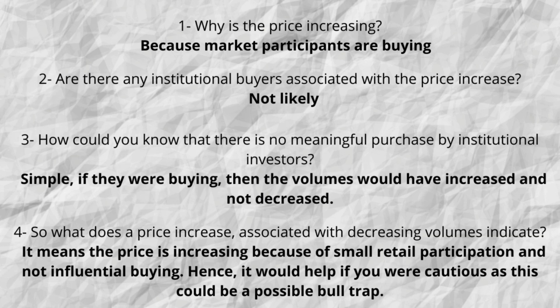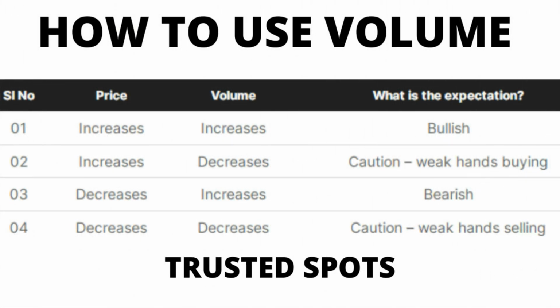So, what does a price increase associated with a decreasing volume indicate? It means the price is increasing because of small retail participation and not influential buying. Hence, it would help if you were cautious, as this could be a possible bull trap. Now going forward, the third row says a decrease in price along with an increase in volume sets a bearish expectation. Let's understand it with the psychology.